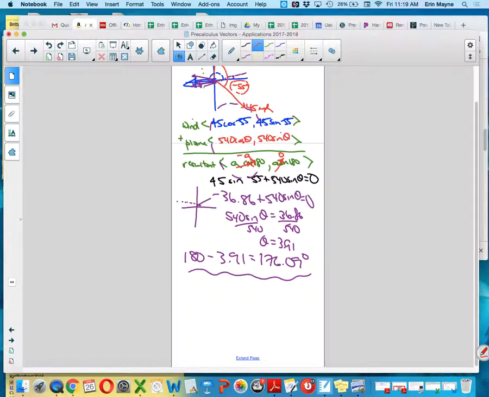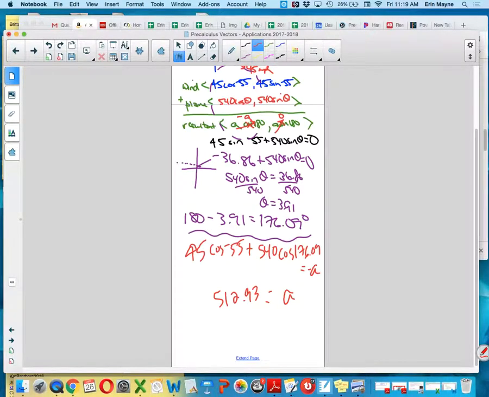Yeah, Heidi. 45 cosine negative 55 plus 540 cosine 176.09 equals negative A. Plus 540 cosine of the angle we just found equals negative A. And when I solve for A, I get 512.93. Label it, please, to get miles per hour.